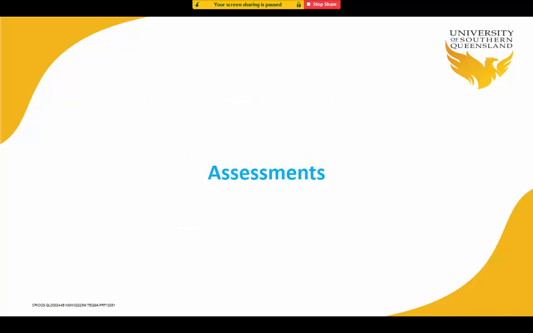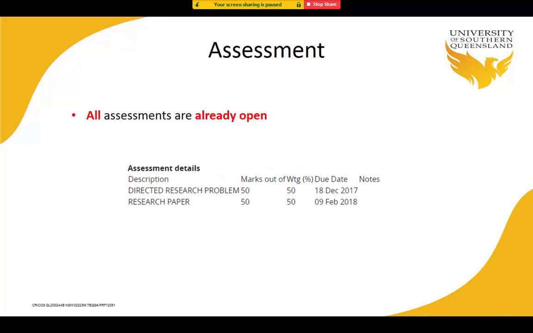Now, I want to take maybe half an hour or so to talk about the assessments, because usually that's the most important thing, and that's the first focus for all students. Of course, there's no final exam, and all you have is 2 pieces of assessment weighted equally, so 50 marks on the first and then 50 marks on the second.